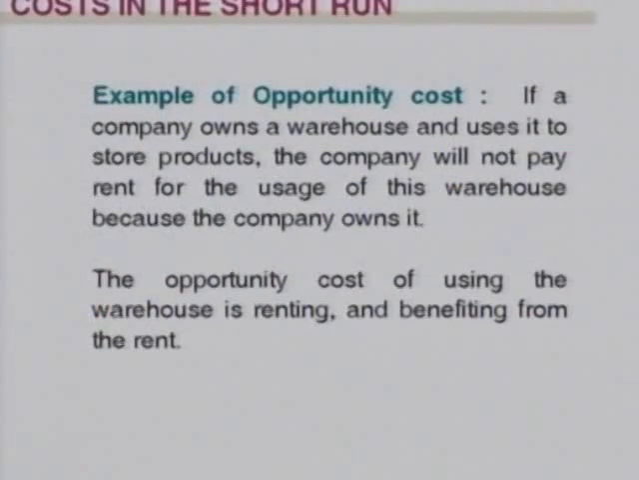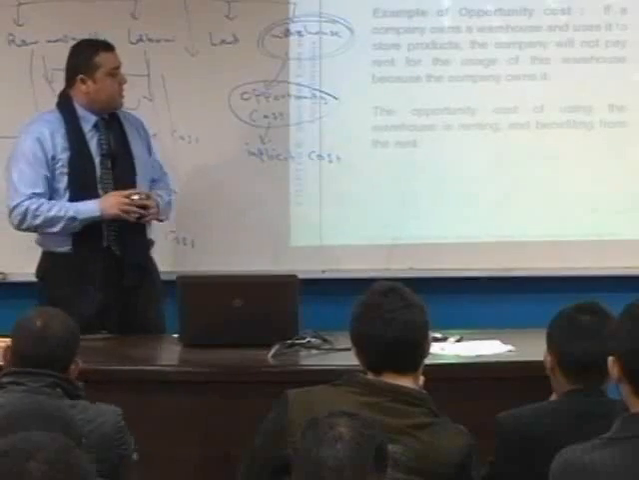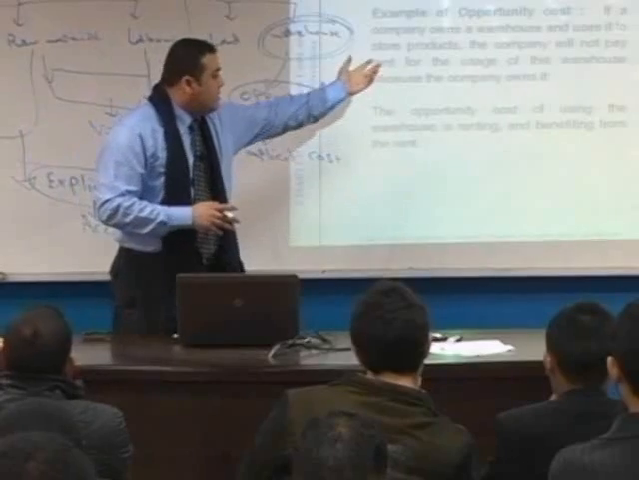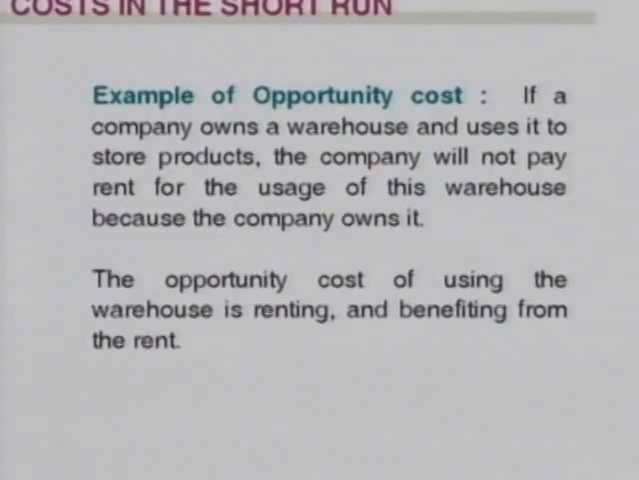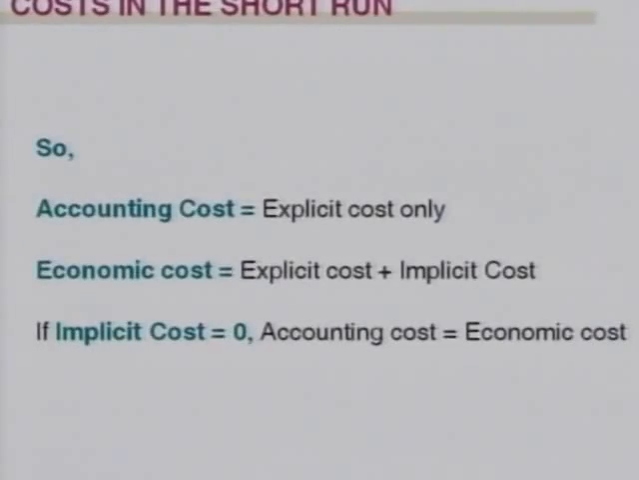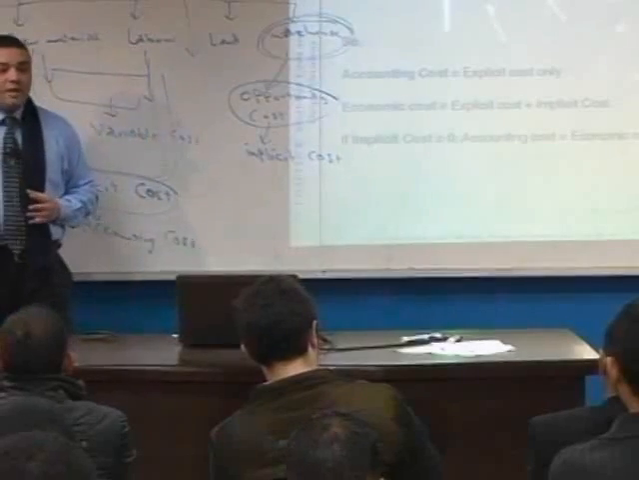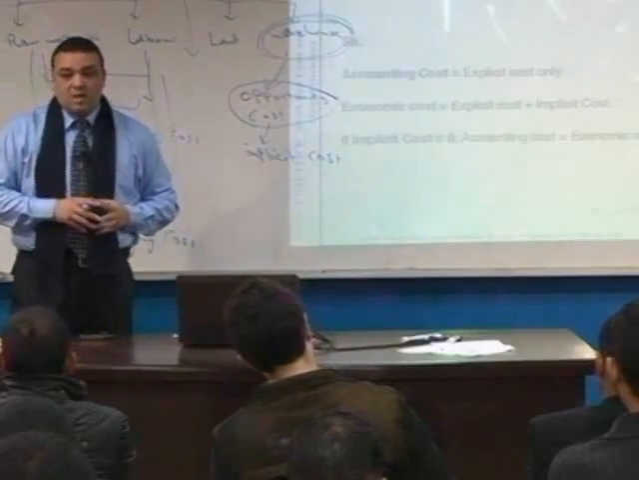We have an example for the opportunity cost. If the company owns a warehouse and uses it to store products, the company will not pay rent for the usage of this warehouse, because the company owns it, right? So in this case, the opportunity cost of using the warehouse is the rent it could have earned. So let's go to the different types of accounting of costs.